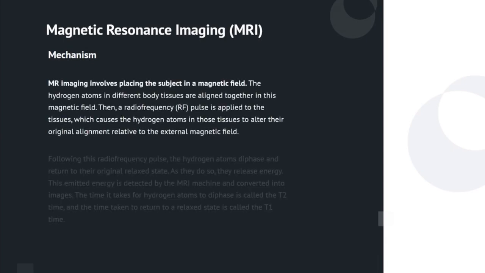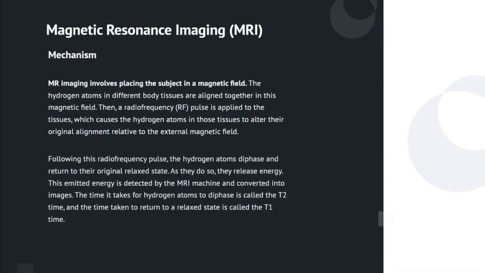Mechanism. MR imaging involves placing the subject in a magnetic field. The hydrogen atoms in different body tissues are aligned together in this magnetic field. Then, a radio frequency, RF, pulse is applied to the tissues, which causes the hydrogen atoms in those tissues to alter their original alignment relative to the external magnetic field. Following this radio frequency pulse, the hydrogen atoms dephase and return to their original relaxed state. As they do so, they release energy. This emitted energy is detected by the MRI machine and converted into images.